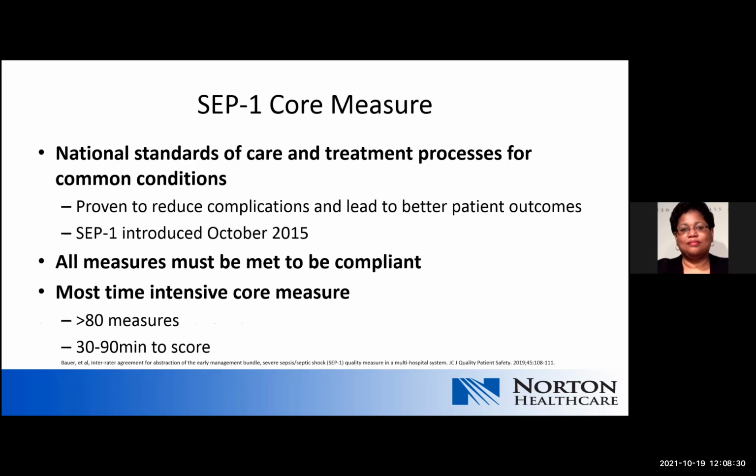So I want to go back to 2015 just for a second. This is when CMS said that SEP1 was going to be a core measure. I'm not sure how it worked at your hospital in your area, but I know everyone here at Norton Healthcare got a little bit into a tizzy.